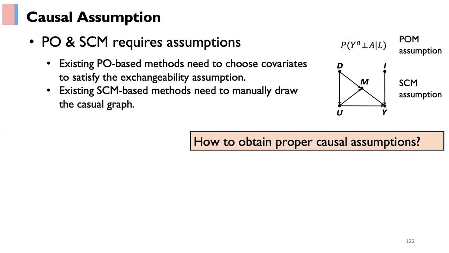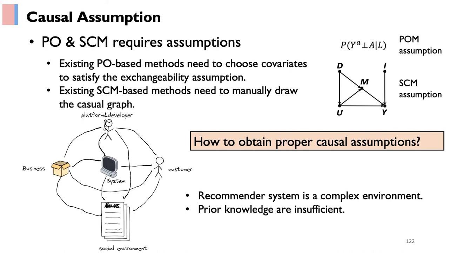But here is an open problem about how to obtain proper causal assumptions for recommendation. As we all know, the recommender system is actually a very complex environment. For example, there are multiple stakeholders, including the users, the customers, and the content or item providers, and also the system or the platform developers. And there are very complicated interactions between all of these stakeholders. At the same time, the whole system is not isolated. It is affected by many factors outside the system. For example, the social events, and the economy status, and so on and so forth.